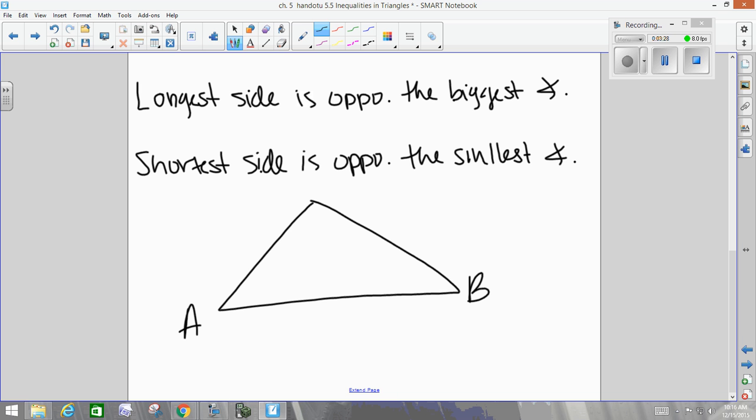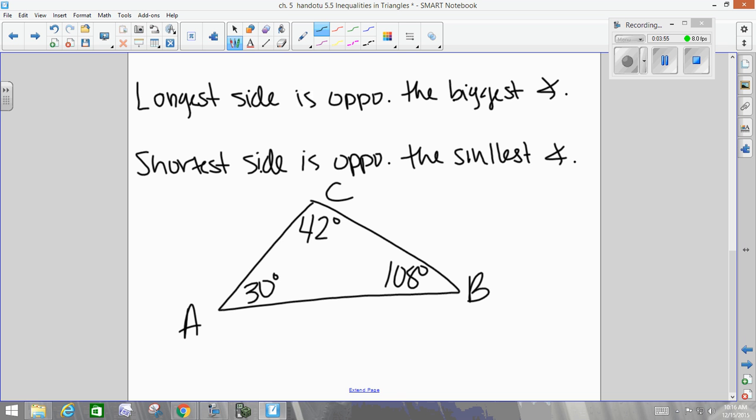Here's triangle ABC. We'll say this angle is 30. This one is 42. 72. So this angle's got to be 108, right? Is that right? Did I do my math right? Does that add up to 180? Okay. So it doesn't go by looks here. You got to go by the measurements.